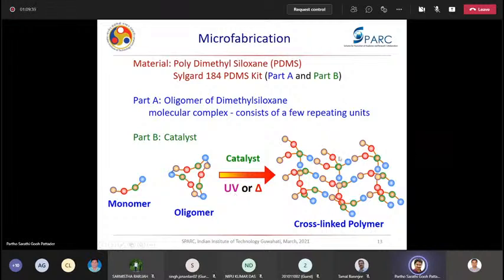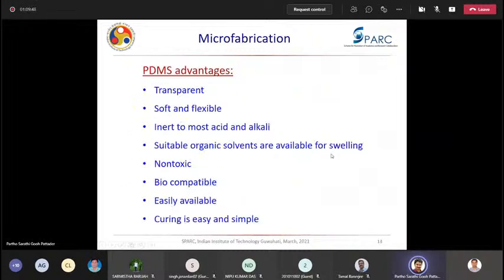And it is very much inert. That is the main advantage of PDMS, and the main reason we use PDMS for microfabrication, for microfluidic devices and all. Mostly we are using this PDMS. Another thing is that it is transparent, so we can see through it what is happening within the microfluidic channel. Then it is soft and flexible, as I was saying, and it is mostly inert to acids and alkalis.